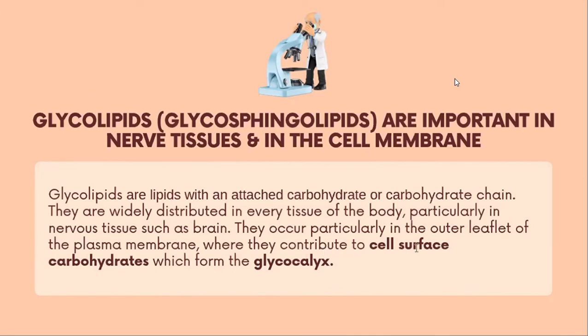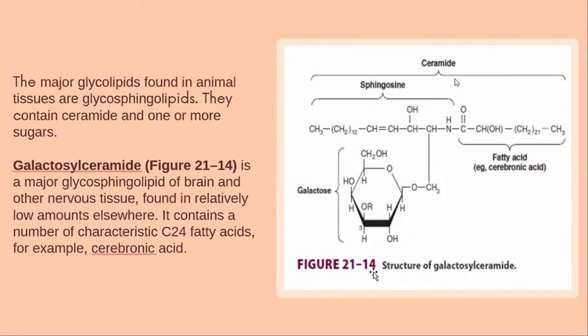They occur particularly in the outer leaflet of the plasma membrane where they contribute to cell surface carbohydrates which form the glycocalyx. The major glycolipids found in animal tissues are glycosphingolipids. They contain ceramide and one or more sugars. So galactosylceramide is a major glycosphingolipid of brain and other nervous tissue. They are found in relatively low amounts elsewhere. It's more of in the brain and nerves.